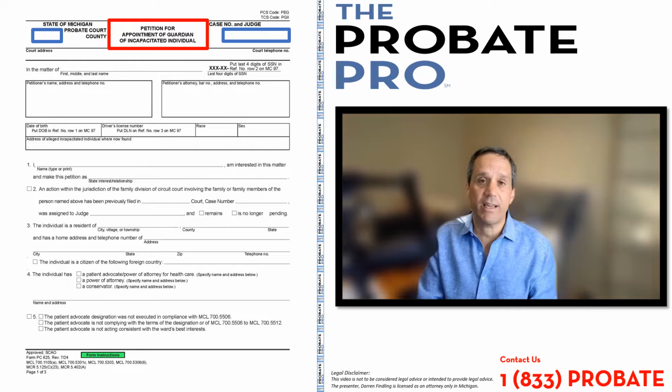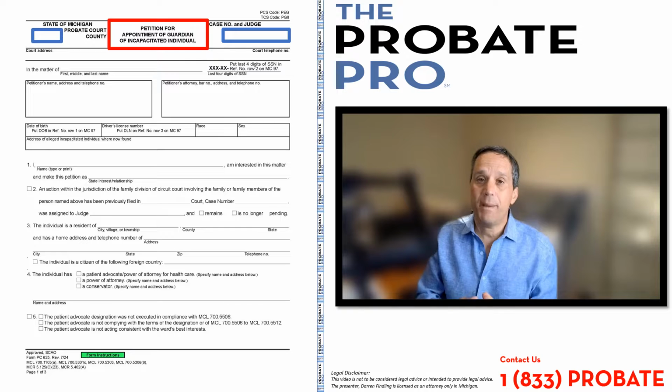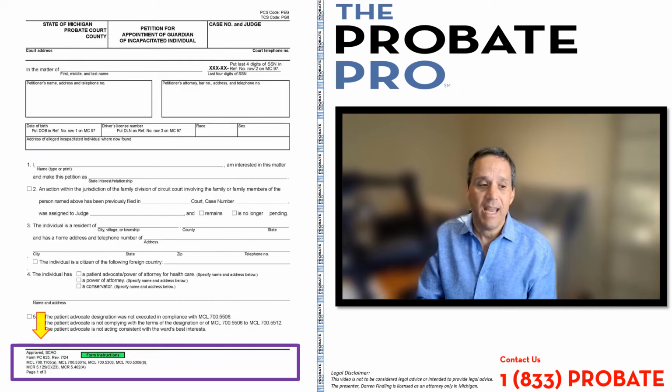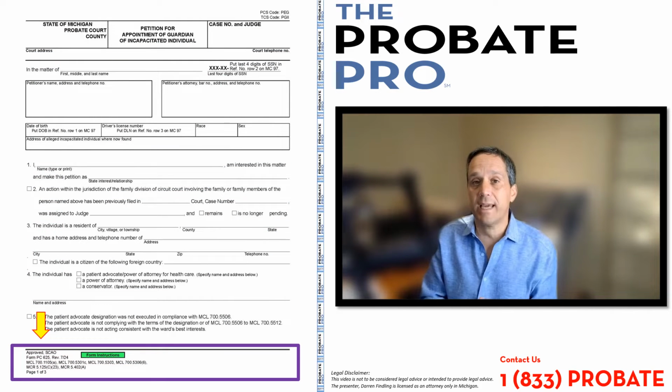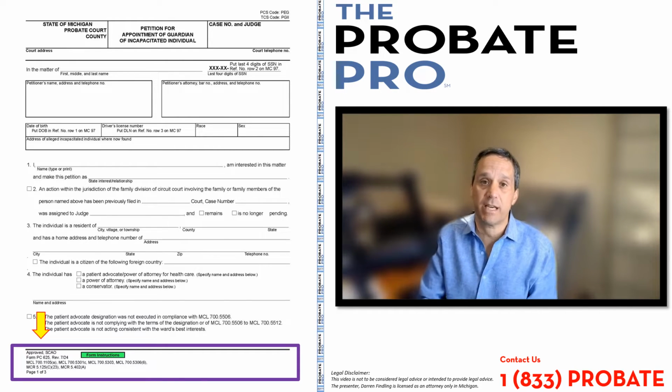Starting in the top left corner in blue, you'll see you identify the county. This is the county of residence of the individual you're seeking protection over. It identifies in the top right corner the case number and judge. This is generally going to be left blank because at the time you're completing this document, there will not have been a case number or judge assigned. In the bottom, you'll see in the purple rectangle the identification of the form number as well as the statutes and court rules that control this particular form.